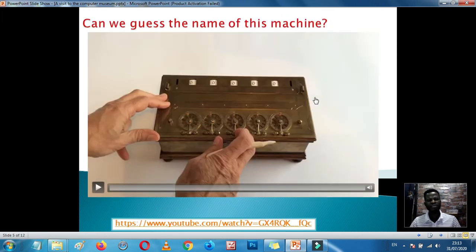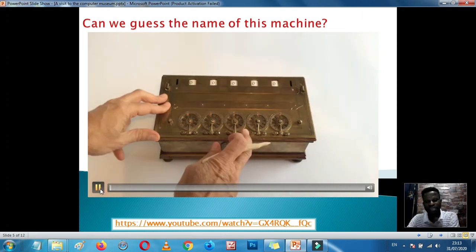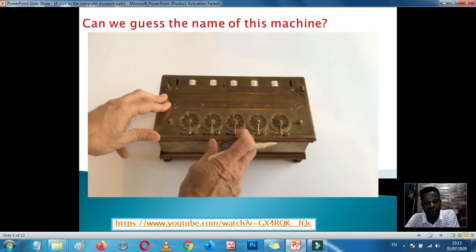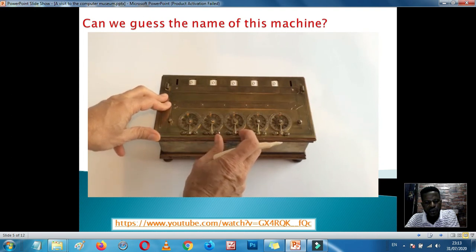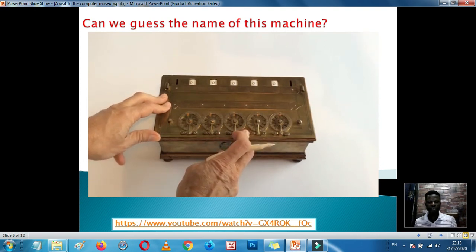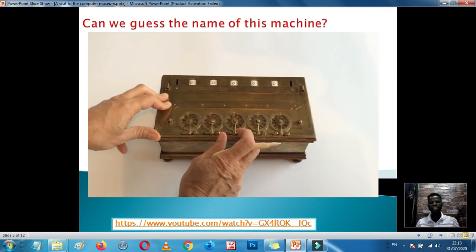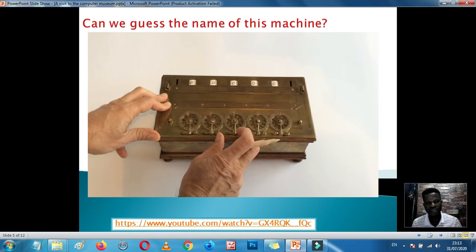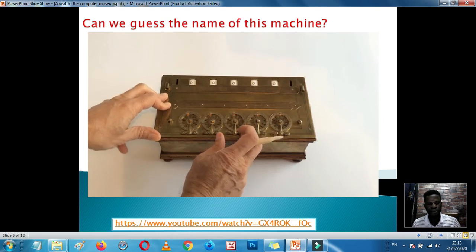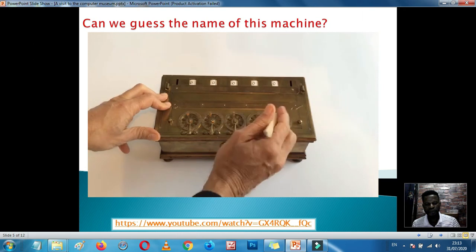Can we guess the name of this machine? Who can tell me the name of this machine? Has anybody guessed it? This machine is the Pascaline machine. We use the Pascaline machine to perform calculations.